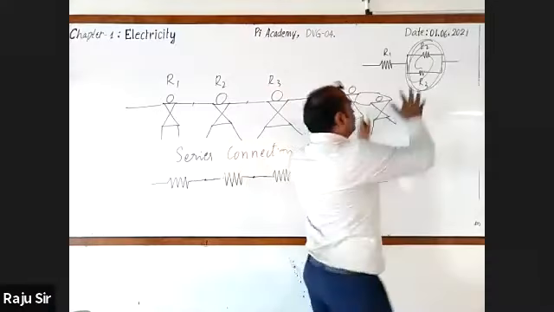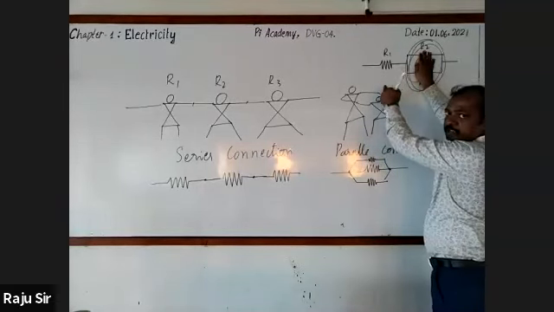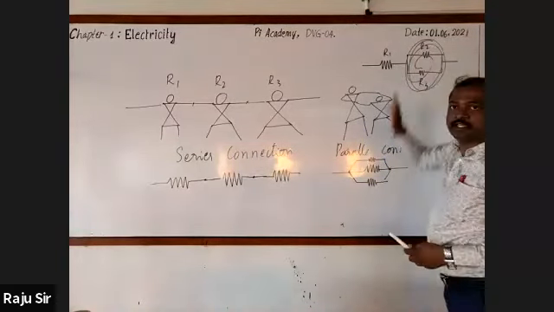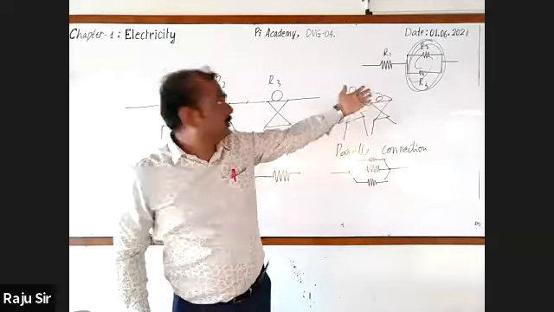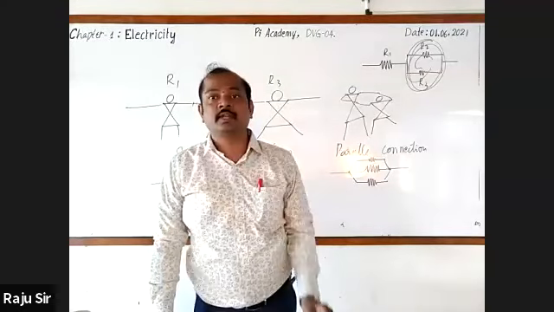Series, sir, in series. Okay. R2, R3 are in parallel. These two together with R1, it is series. So what type of connection is it? Mixed connection. In this circuit, you can come to know that there are both parallel connection and series connection. This is called combination or mixed connection.